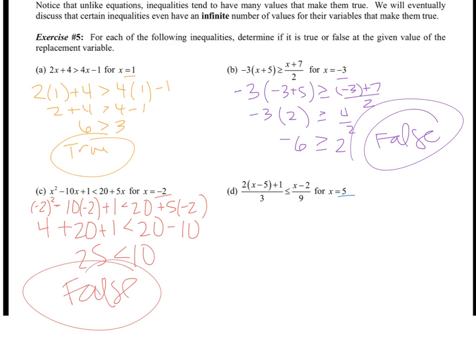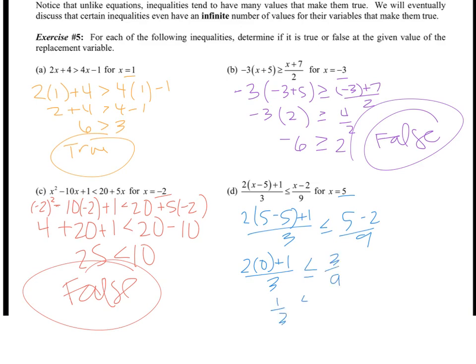And our last one, plugging 5 in. 2 times 5 minus 5 plus 1 over 3, is that less than or equal to 5 minus 2 over 9? So 2 times 0 plus 1 over 3, is that less than or equal to 3 over 9? So is 1 over 3 less than or equal to 3 over 9? You will notice that 3 over 9 reduces down to 1/3, so it is equal, so it's true.